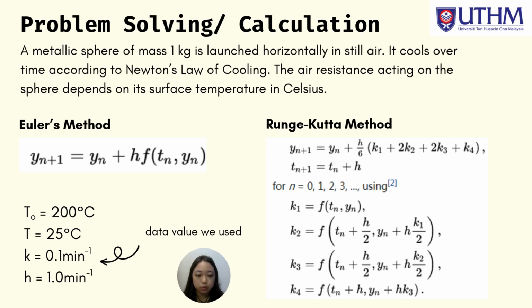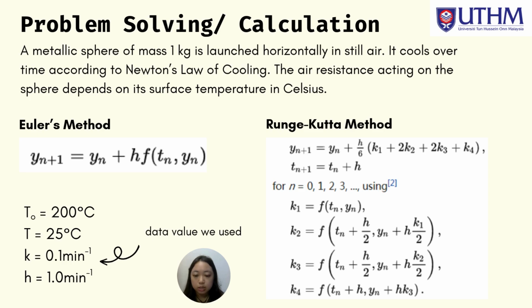y_{n+1} is equal to y_n plus h over 6 times k1 plus 2 k2 plus 2 k3 plus k4. After counting n equal to 0, 1, 2, and 3, we will get k1, k2, k3, and k4 using the formula. And then using the first one, y_{n+1} equal to y_n plus h over 6, k1 plus 2 k2 plus 2 k3 plus k4, we sum all the k values inside the formula and we will get the final answer.